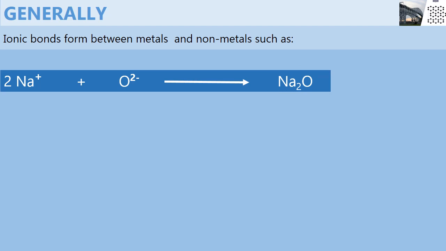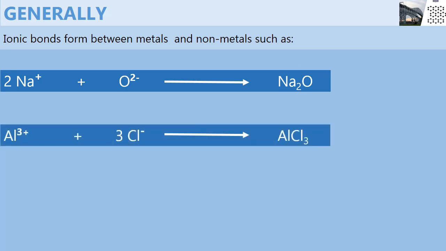Next we have aluminium and chlorine. As you can see, aluminium loses 3 electrons, but each chlorine atom can only gain 1. Therefore, we need 3 chloride ions, and therefore that's why the formula is written as AlCl3, also related to the valencies.